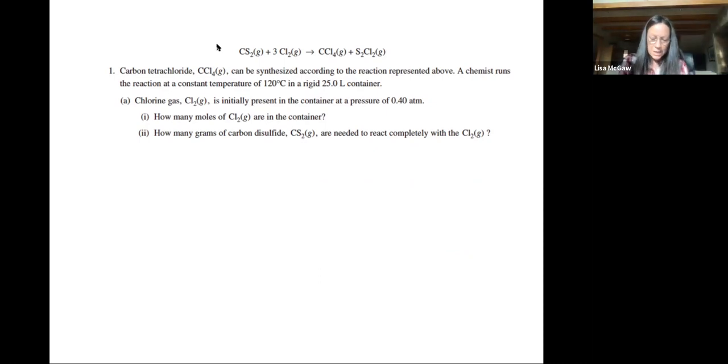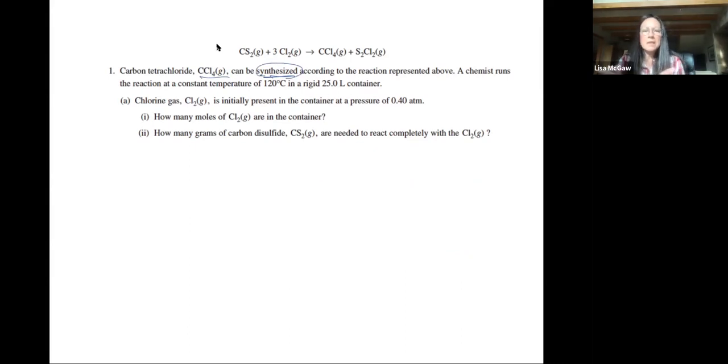So the first thing, as we read through a problem, always underline, highlight your text, interact with it so you don't have to read it again. So we have carbon tetrachloride can be synthesized. Big word. When you're going through these problems, don't let those words confuse you.